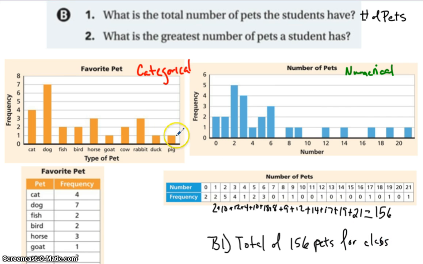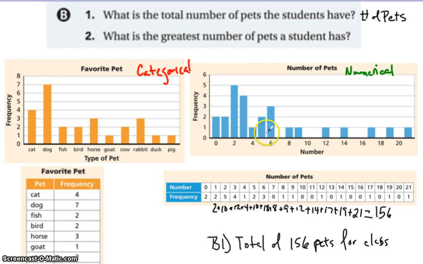All right. Now, let's take a look at B2 real quick. B2 says, what is the greatest number of pets that a student has? Again, this question is also going to be determined by the numerical information because it's not about a specific type of pet or how many people like a dog or how many people like a bird or any of those others. This is simply asking, what is the biggest number of pets that a student has?